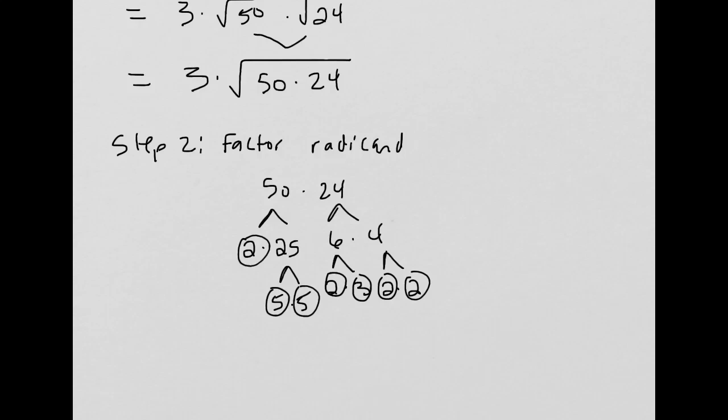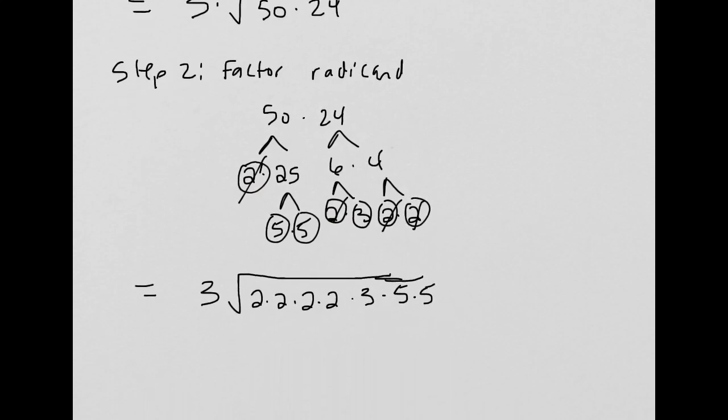So then overall, underneath my radical, I really have 3 times the square root of, let's see how many 2's we've got. So I've got 1, 2, 3, 4 2's. So underneath my square root, I'm going to have 2 times 2 times 2 times 2. So I've used up that 2, that 2, that 2, and that 2. And then it looks like I have 1 3 and then 2 5's.